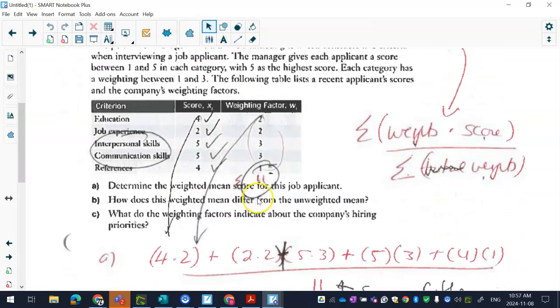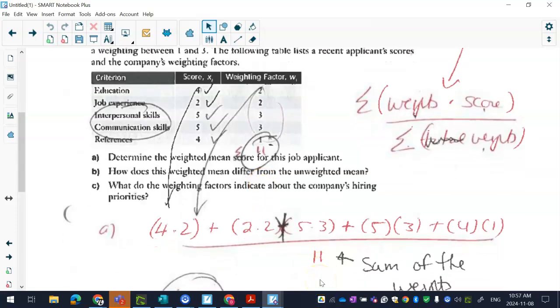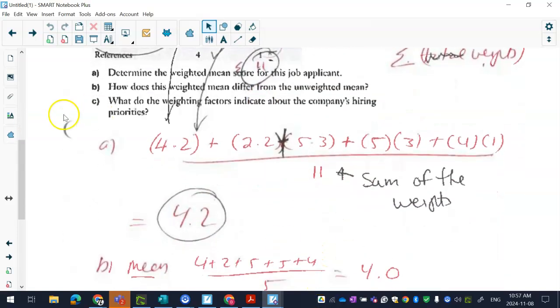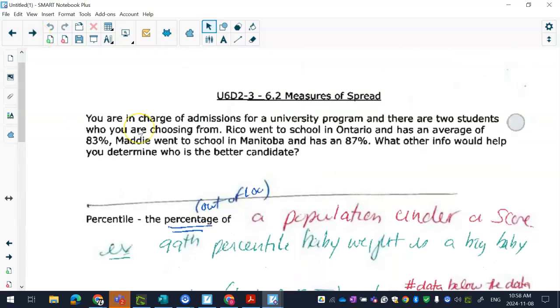So with weighted mean, what you want to do here is take each weight. So 4 times 2, each of these has a weight factor. You're going to take the score, multiply it by the weight, and divide by the total score. That's weighted mean. And then if we keep going, we're on to measures of spread.